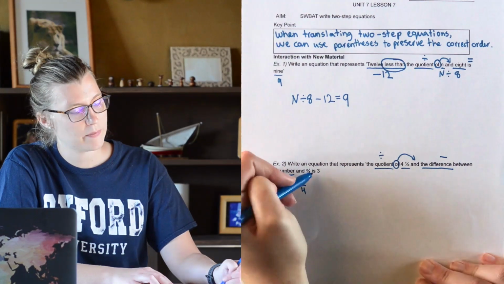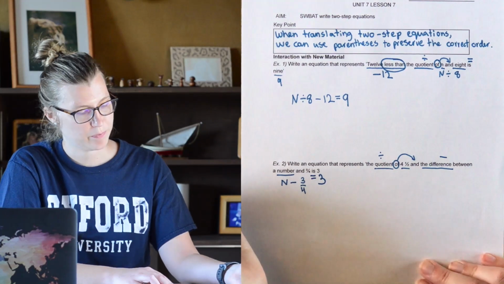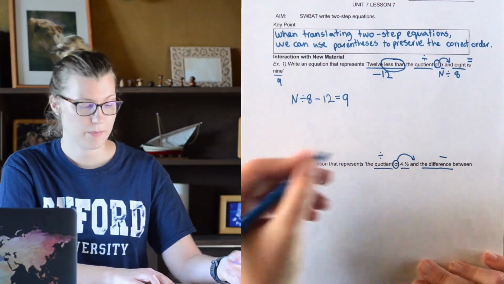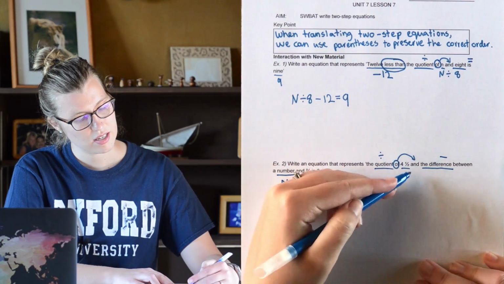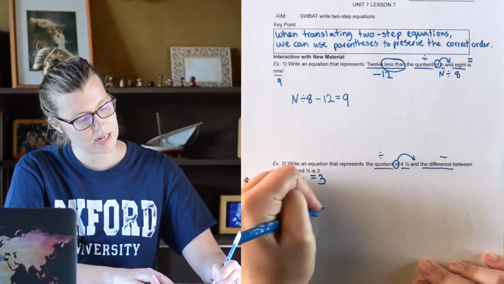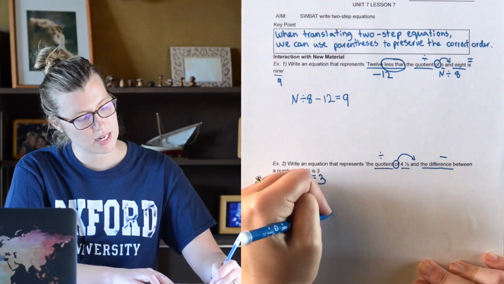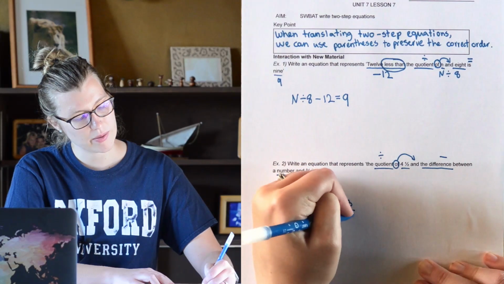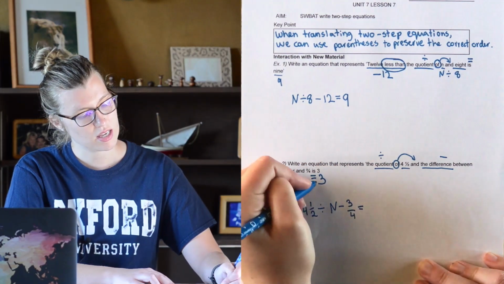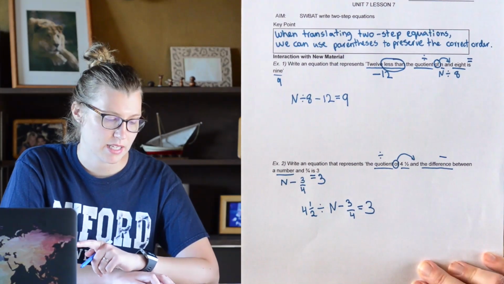Is, what does that stand for? Equals 3. So let's see. 4.5 divided by, because my quotient, the difference between n minus 3/4 equals 3. Now let's look if I need a parentheses.